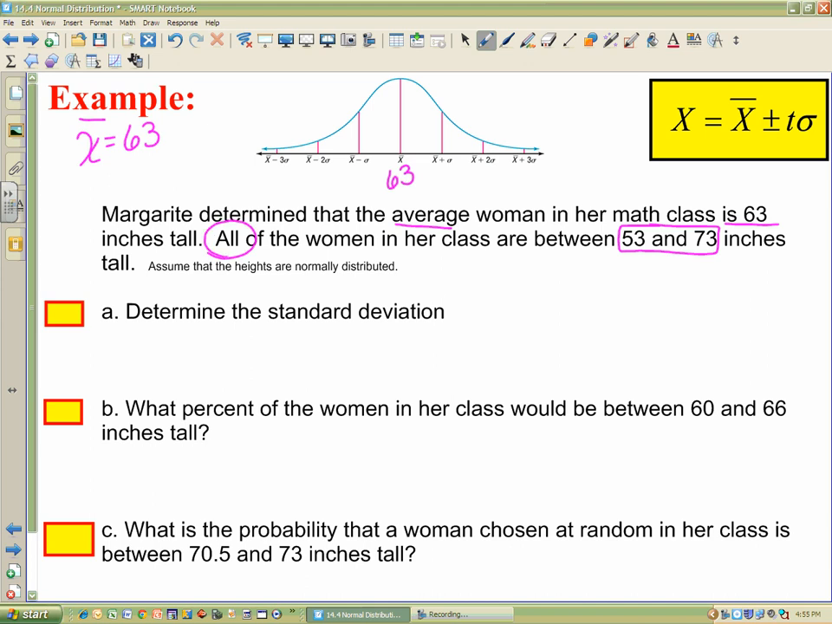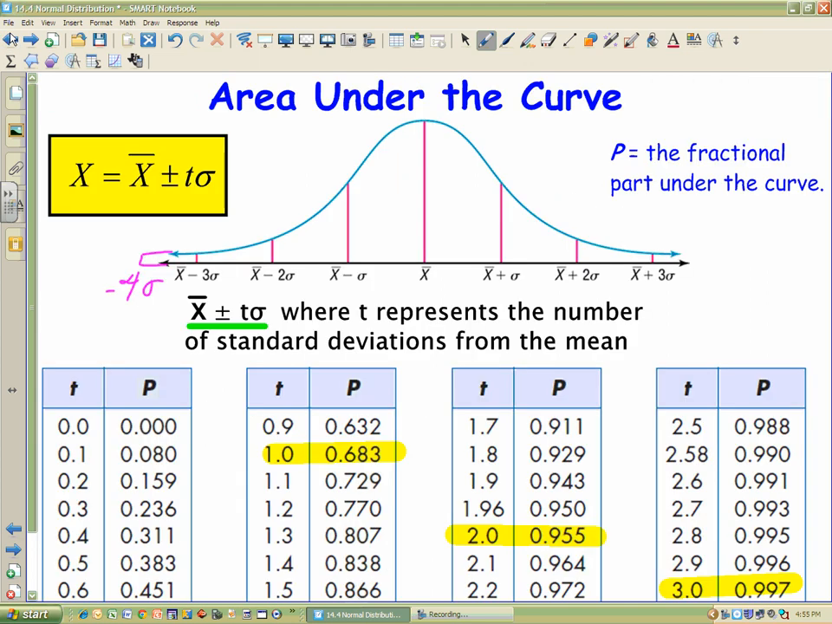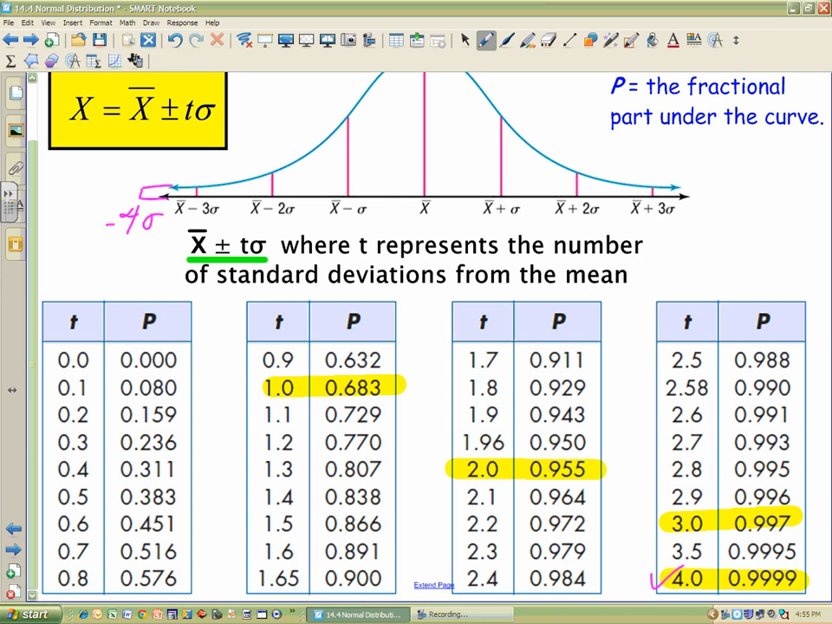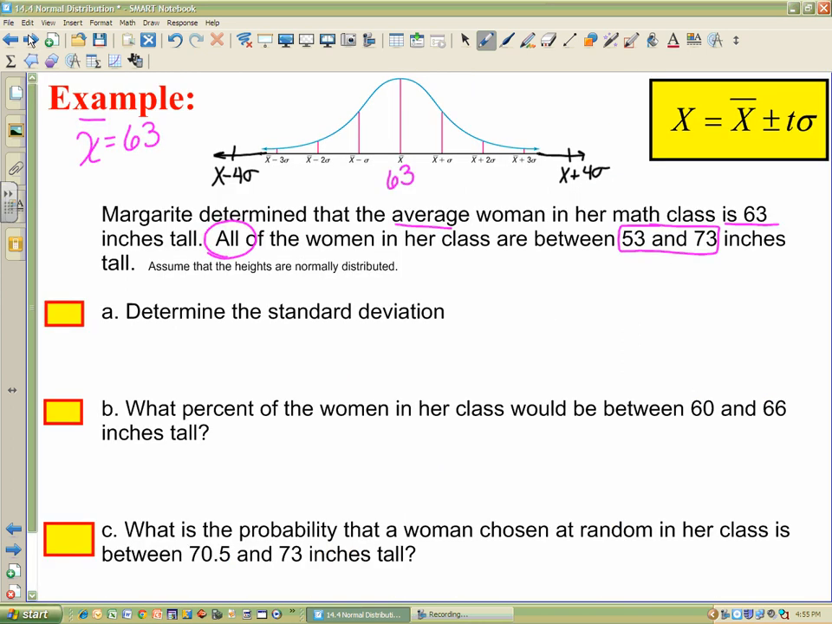All the women in her class are between 53 and 73. I'm going to extend my graph so that I can get out here and talk about x minus 4 standard deviations, and I'm going to extend it above, and so I can talk about x plus 4 standard deviations. Because remember on that PT chart that we were just talking about, when we were down at 4 standard deviations, we were at 99.99% of the data, practically all the data. So we're going to use 4 standard deviations here to help us figure this out.